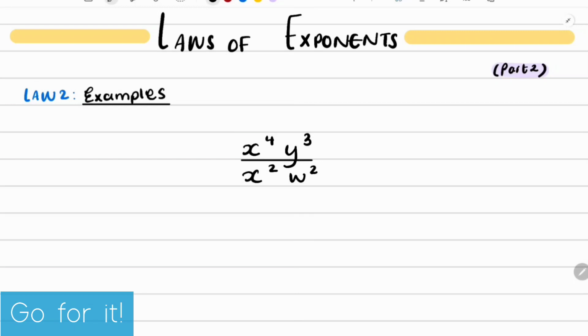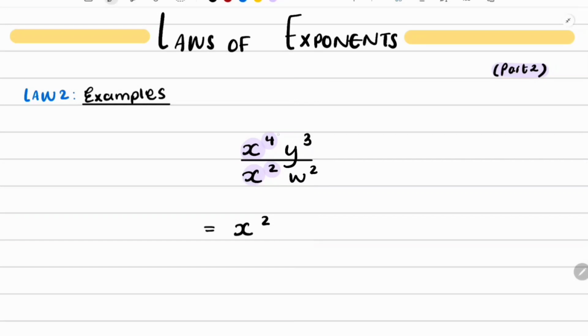Here's another example, and you can go ahead and go for it. Okay, so in this example, we're dividing again, and you can see some bases are the same. So we have x to the power of 4 being divided by x to the power of 2. We're going to say x to the power of 4 minus 2 is 2.